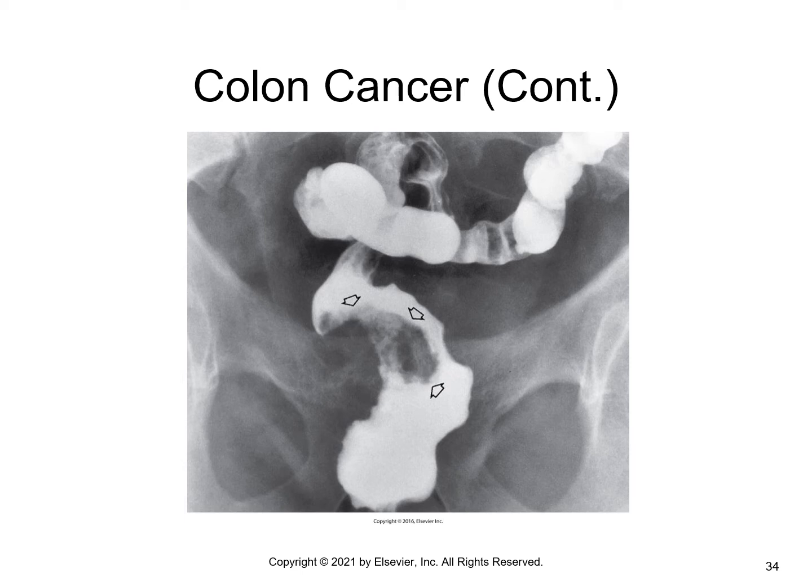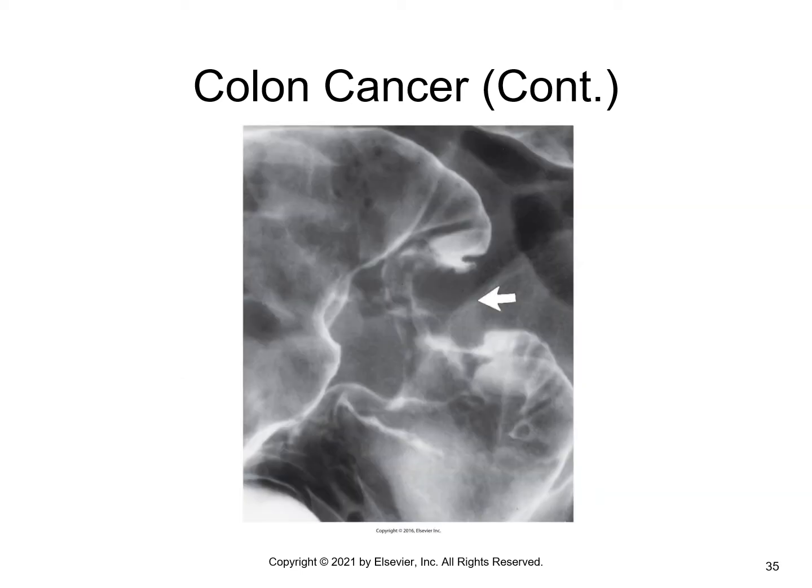This is an example of that type of polyp. It is attached directly to the wall with no stalk. It's almost compressing or occluding the lumen, and it's definitely larger than 2 centimeters. So because of this, it's probably a colon cancer here.